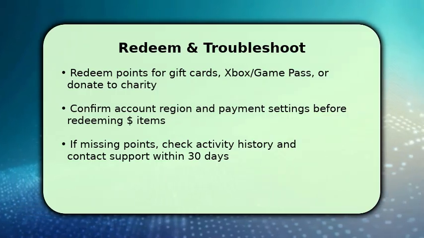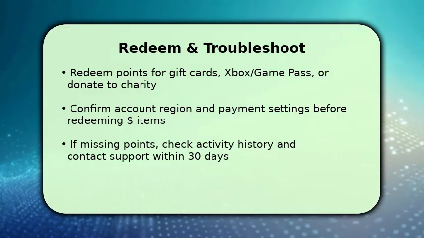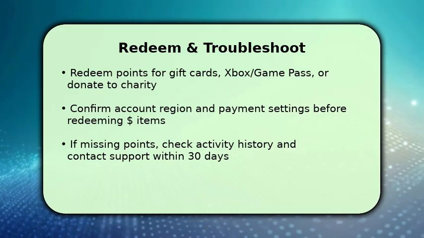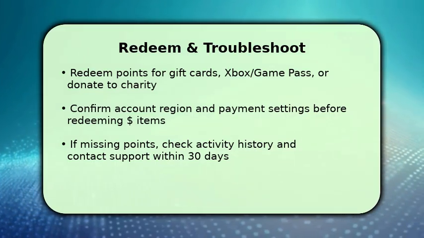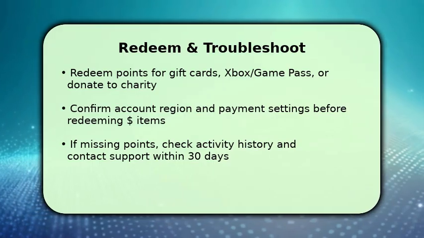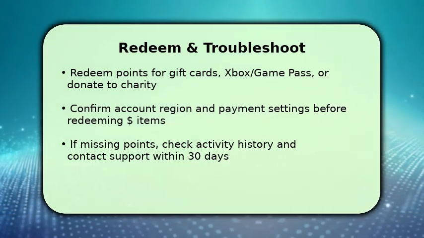If points don't appear, review your rewards activity history and recent searches first. Discrepancies often resolve within 24-48 hours. If not, contact Microsoft Rewards support with screenshots and timestamps. Acting quickly increases the chance of recovery and keeps you.